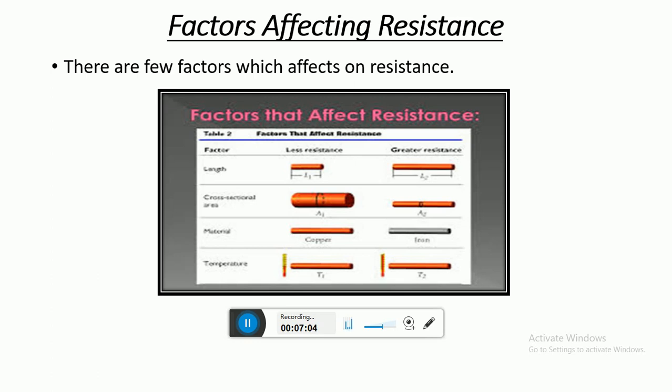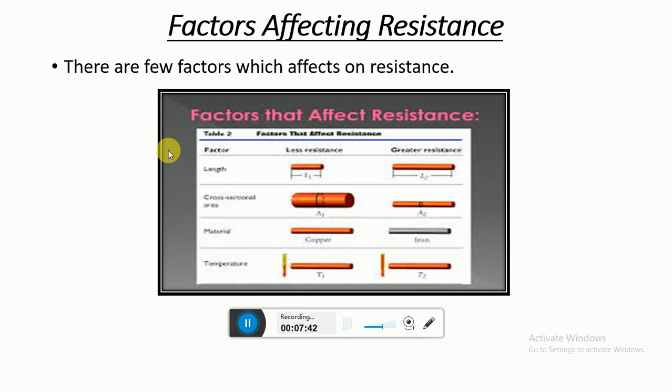So in short, if we take the example of copper and iron, both will offer a different resistance, and the material which offers less resistance will allow more current to flow, and the material which offers more resistance will allow less current to flow in the circuit. These are the two major things which affect resistance.